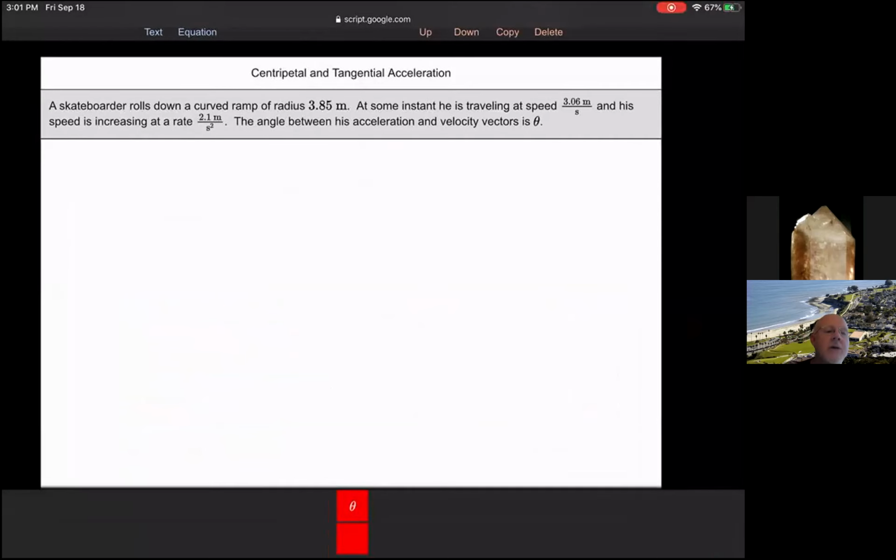Oh, nice one here. So a skateboarder rolls down a curved ramp, radius 3.85 meters. At some instant, he is traveling with a speed. So let me write down radius and speed, 3.06 meters per second. Oh, and his speed is increasing.